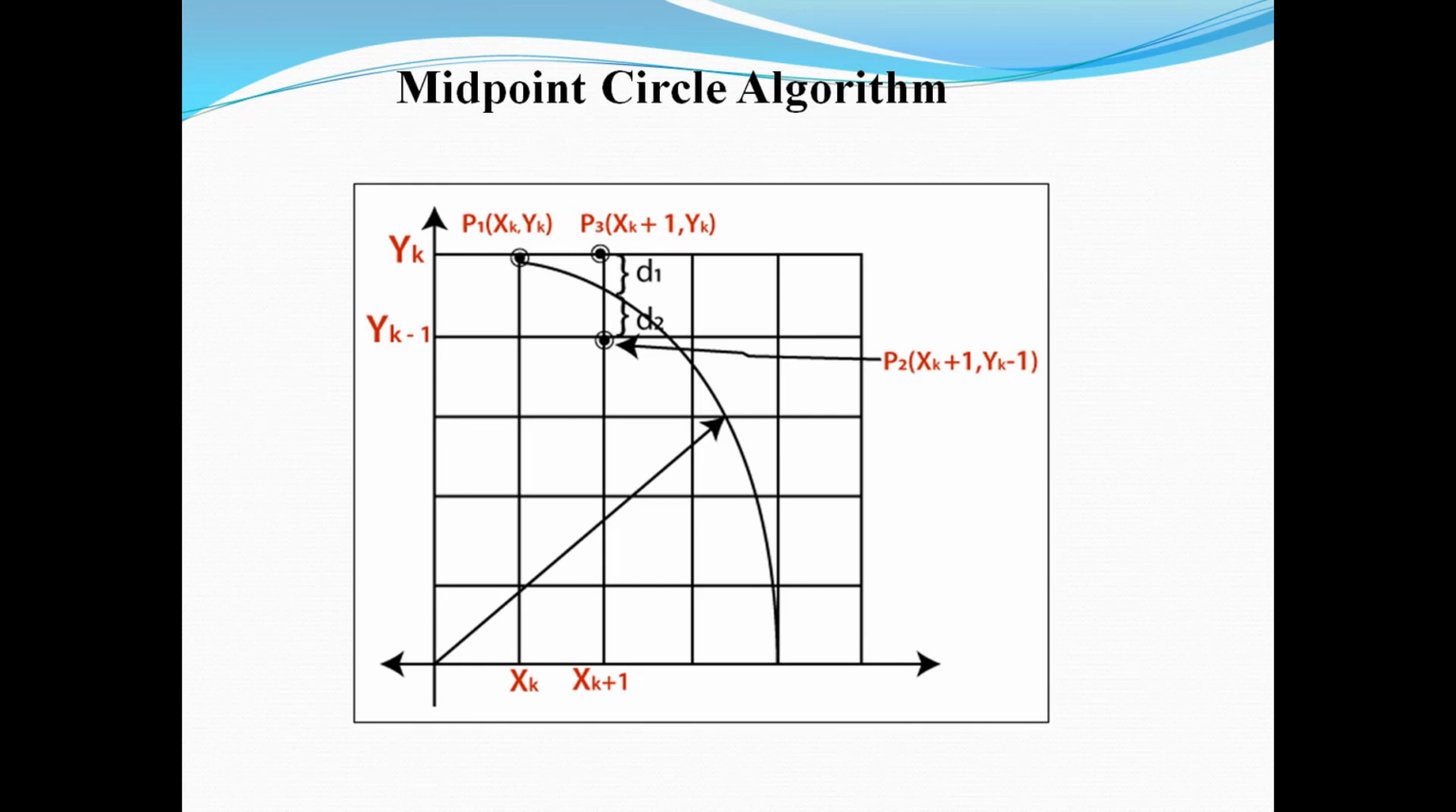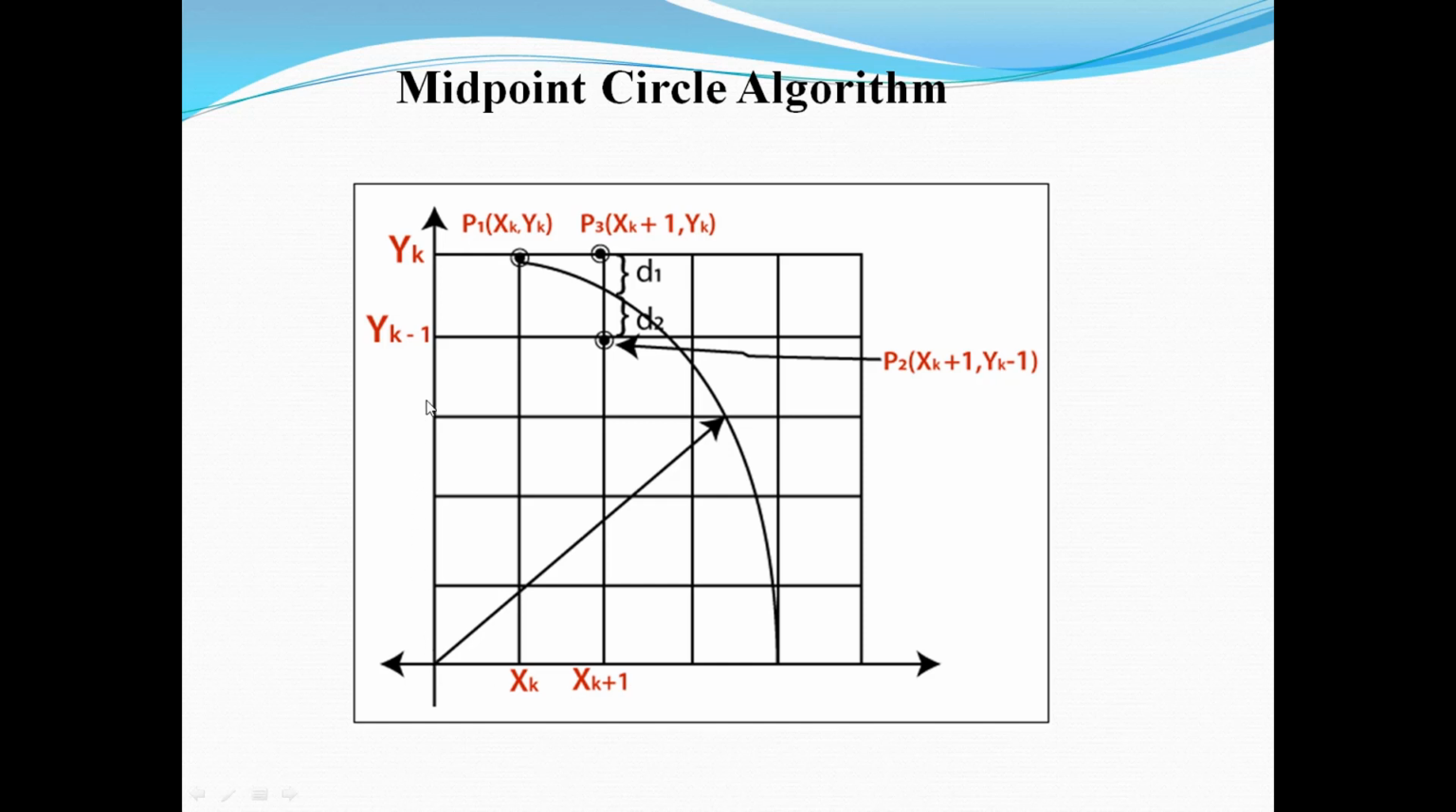This is the diagrammatic approach of the algorithm. Let's understand a few basic terminologies used in the algorithm. Here we have divided the x and y quadrant into pixel form. Each square represents a pixel. Suppose on the horizontal axis, that is the x-axis, the current pixel position is xk, and the next position would be xk plus 1.